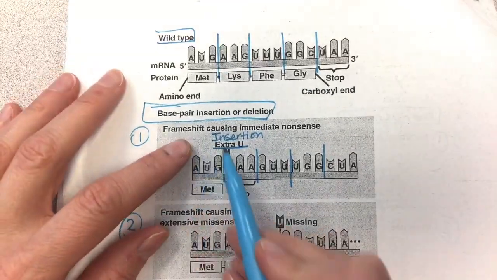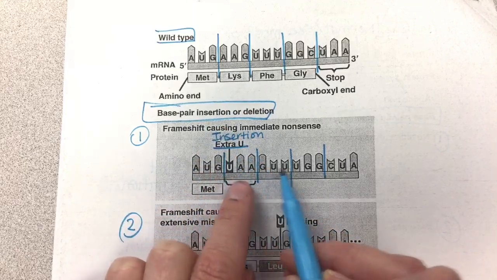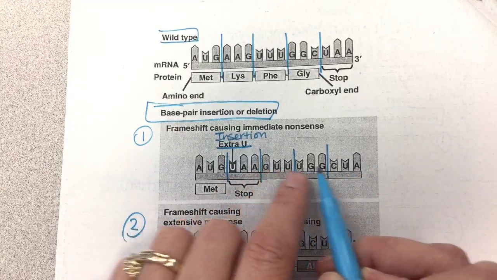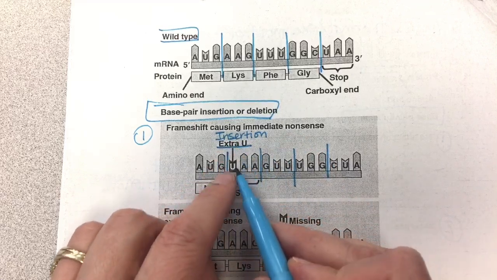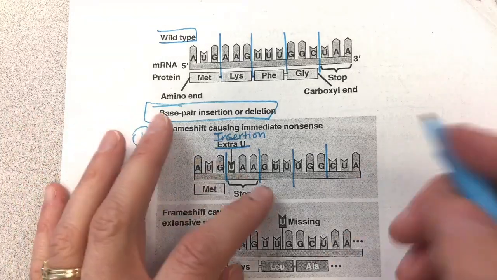So this is a frame shift. Why? Because we're inserting an extra base and everything shifts. The frames shift to the right and change every single codon, but it's causing immediate nonsense, which means that the extra base immediately creates a stop codon and you stop making your protein.